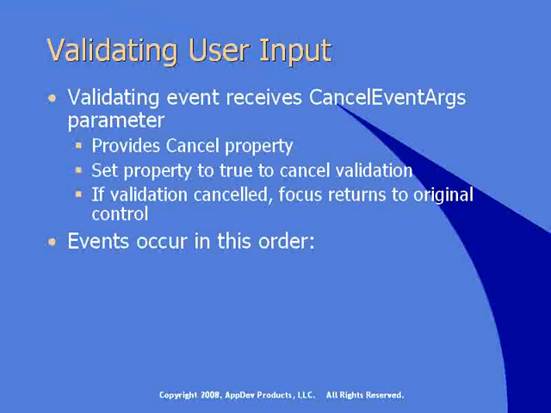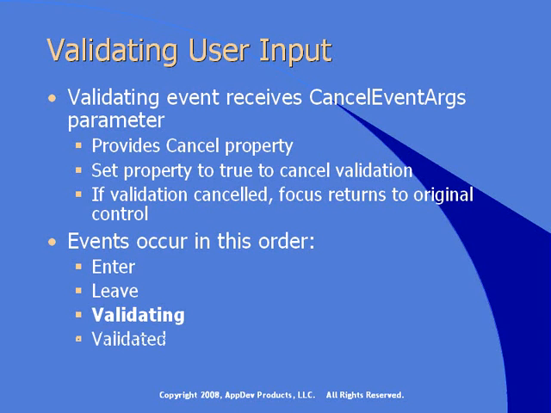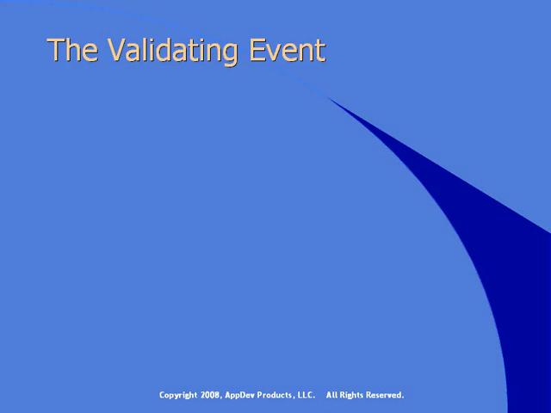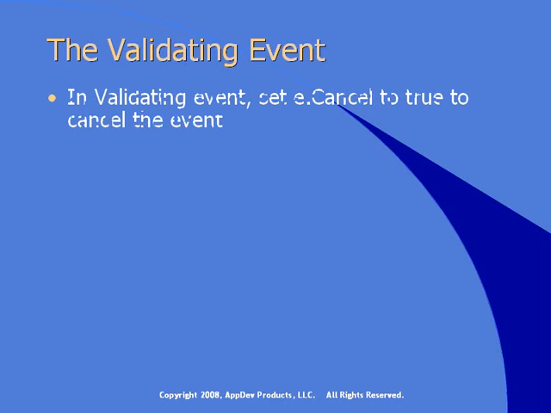The events occur in this order. There's the enter event of the new control, the leave event of the previous control, the validating event of the previous control, and then the validated event of the previous control. So then it's the validating event where you'll put your validation code. In the validating event, you'll set e.cancel to true to cancel the event.